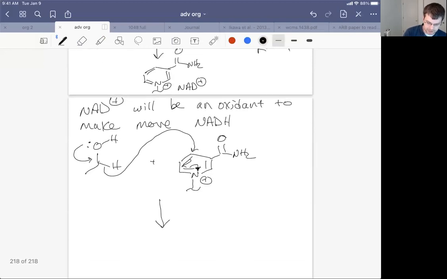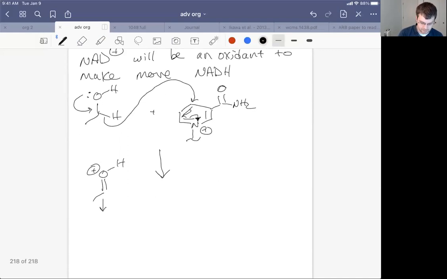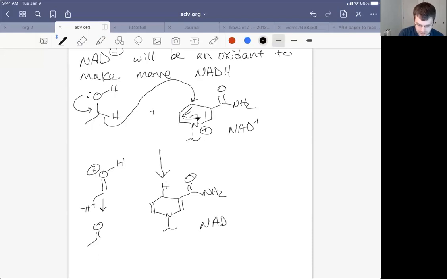Now, when we do that, we put the alcohol now in a precarious position. You see that I took a lone pair to help facilitate pushing the electrons off. But that's going to give rise to a carbonyl after we lose a hydrogen atom, hydrogen cation. Okay. So we put the H back onto the molecule and we go from NAD plus to NADH. Okay, so that's a really important reaction.